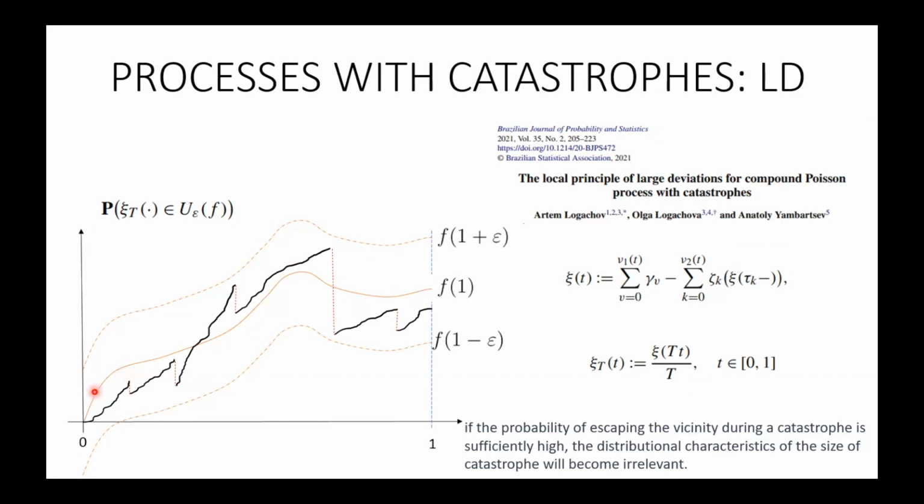And what happened? We have realized that if the probability of escape from the vicinity during a catastrophe is sufficiently high, the distribution characteristic of the size of catastrophe will become irrelevant. So indeed, we try to extend our large deviation result for other types of catastrophes. Here we study the uniform catastrophes.